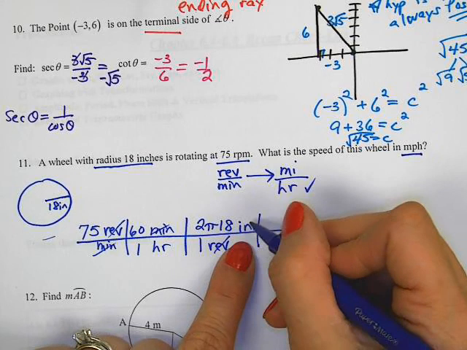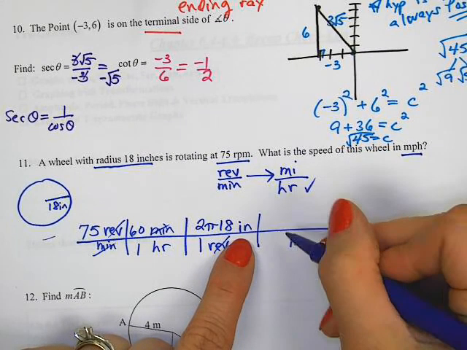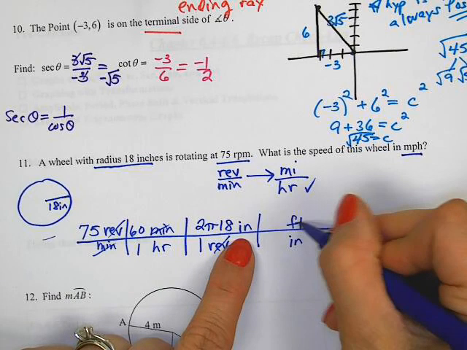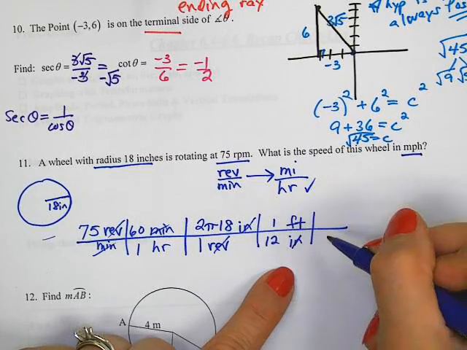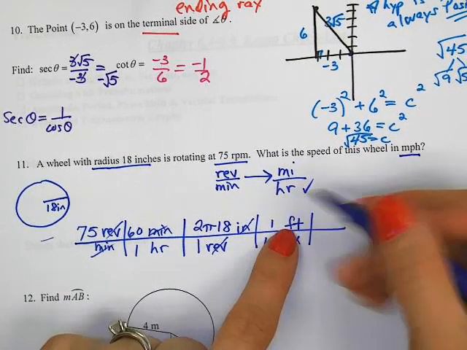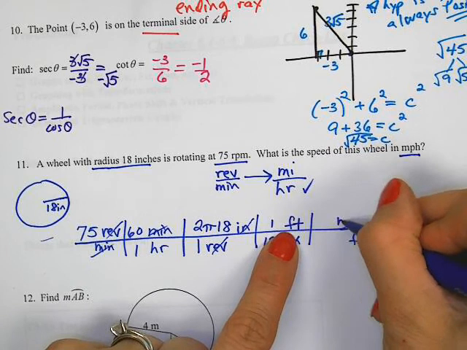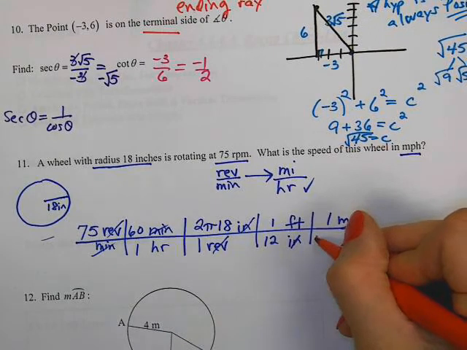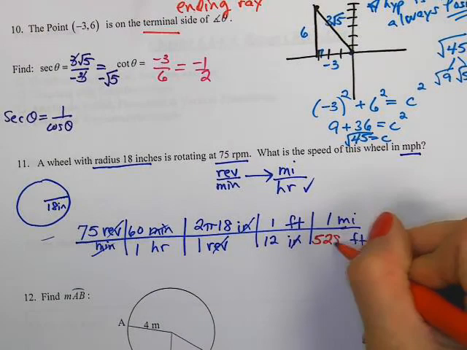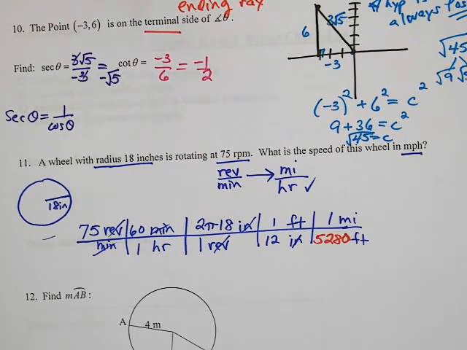If you want something to cancel out and it's in the top, we're going to put it in the bottom. Inches can get turned into feet. 1 foot, 12 inches. Wait, I didn't want feet. Okay, feet, your turn to go away. Feet can definitely get turned into miles. 1 mile has 5 tomatoes. What? 5280. 5 tomatoes. That's what a student taught me one time.